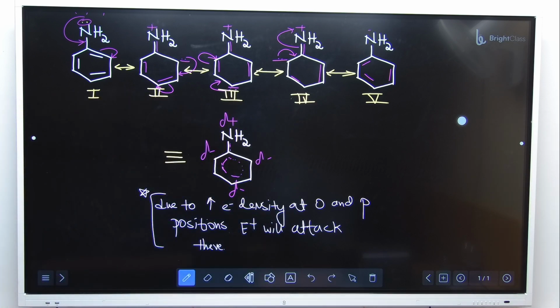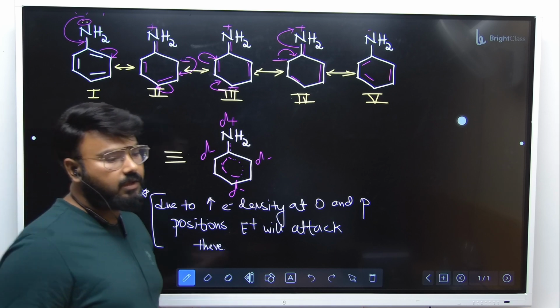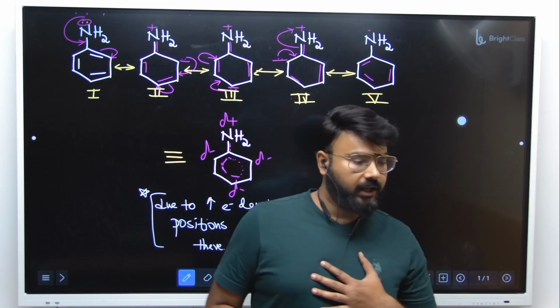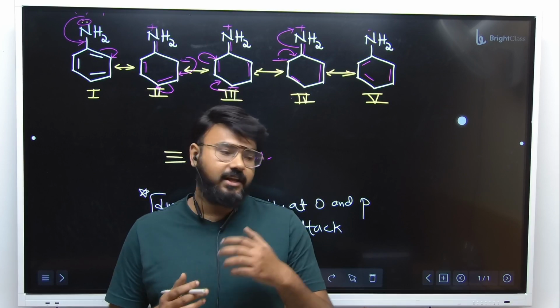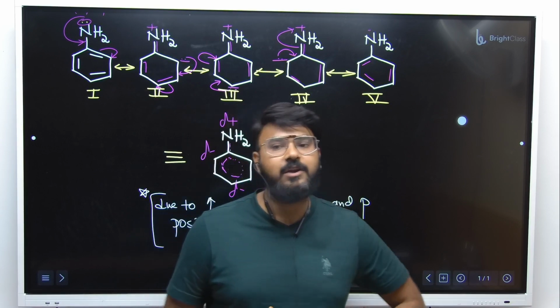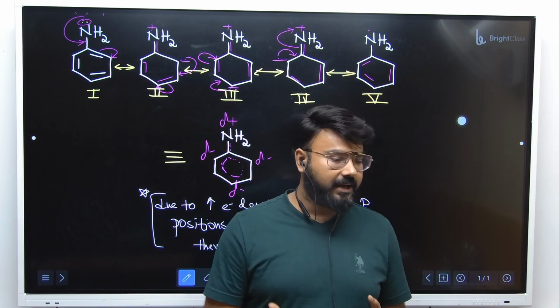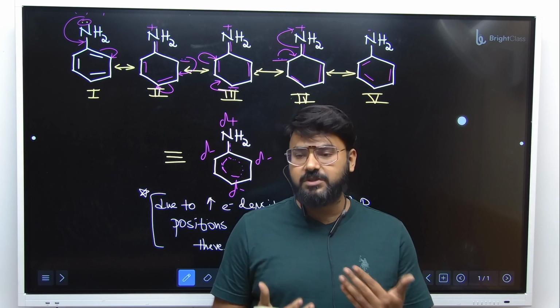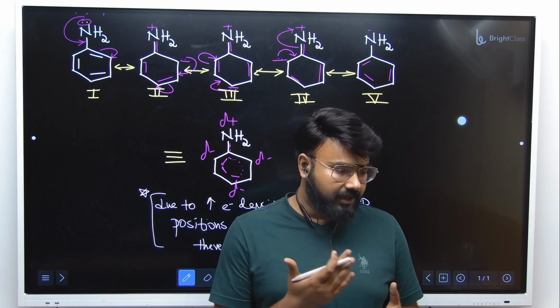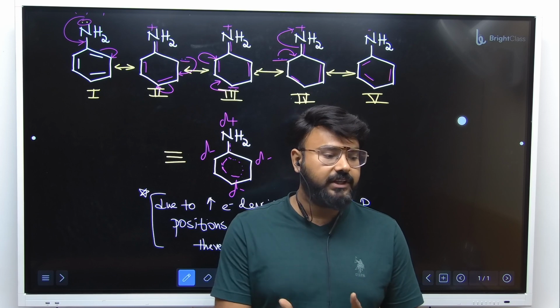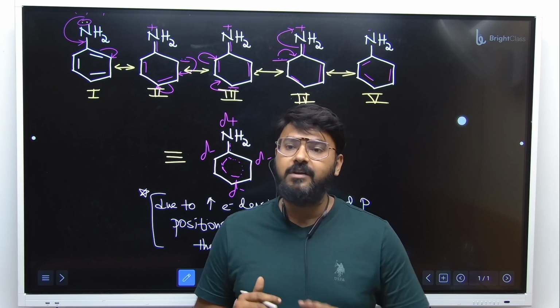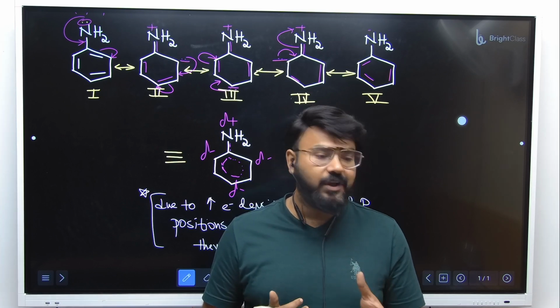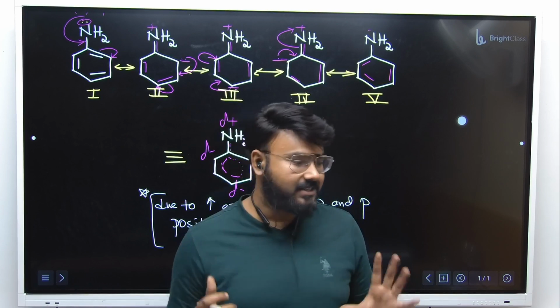For halogens, usually the minus I effect dominates, right? Actually, in halogens, there is a plus M effect because the halogen has a lone pair, plus there is a minus I. But it was observed that the minus I dominates over the plus M. Still, it is showing ortho and para direction. So that is an exception.